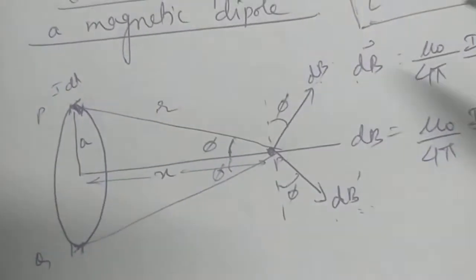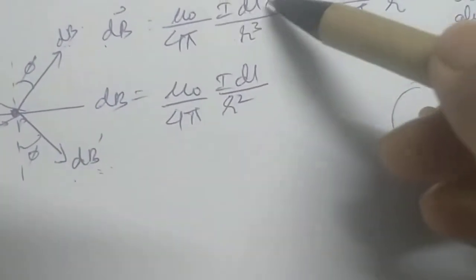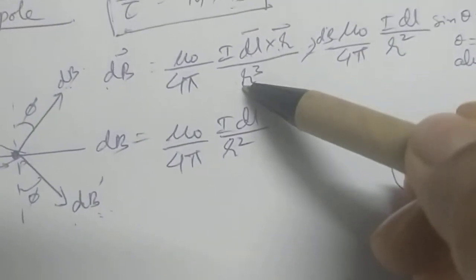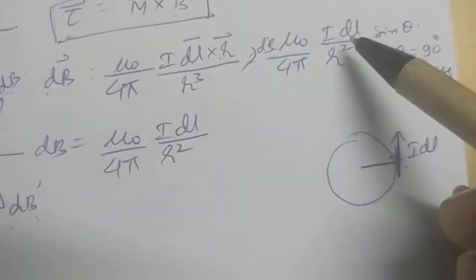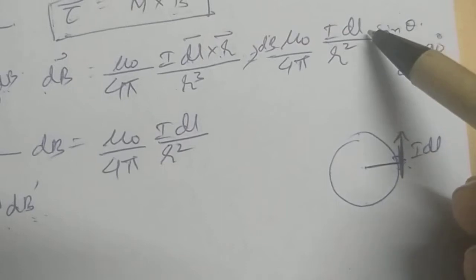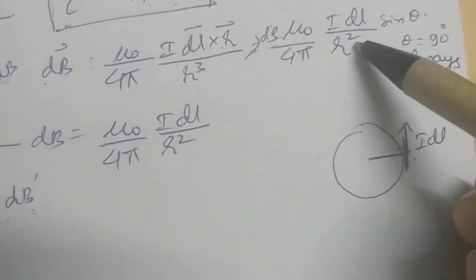Why? Because using the Biot-Savart law, dB, the small magnetic field due to that current element, will be mu naught by 4 pi I dl cross r by r cube, and the magnitude will be dB is equal to mu naught by 4 pi I dl r sin theta by r cube. That one r gets cancelled, so we get I dl sin theta by r square.